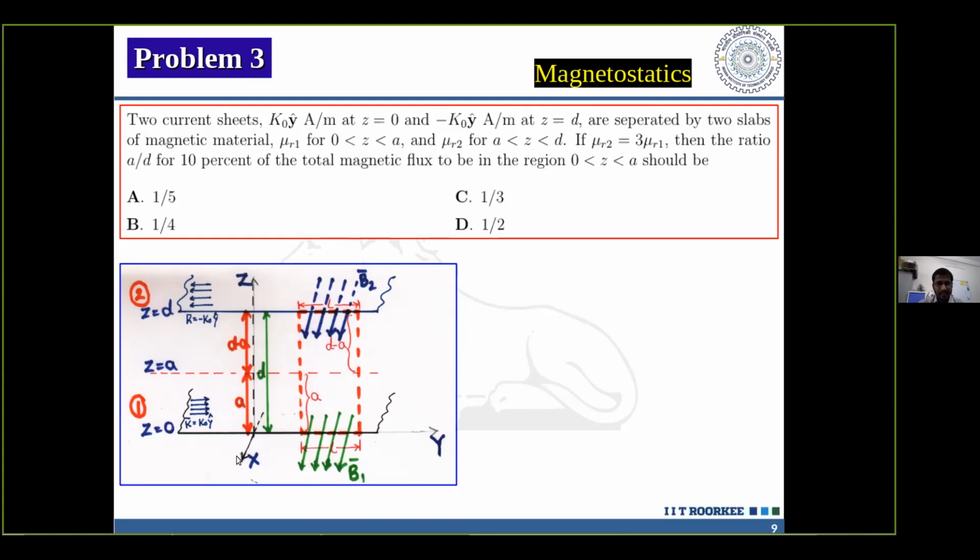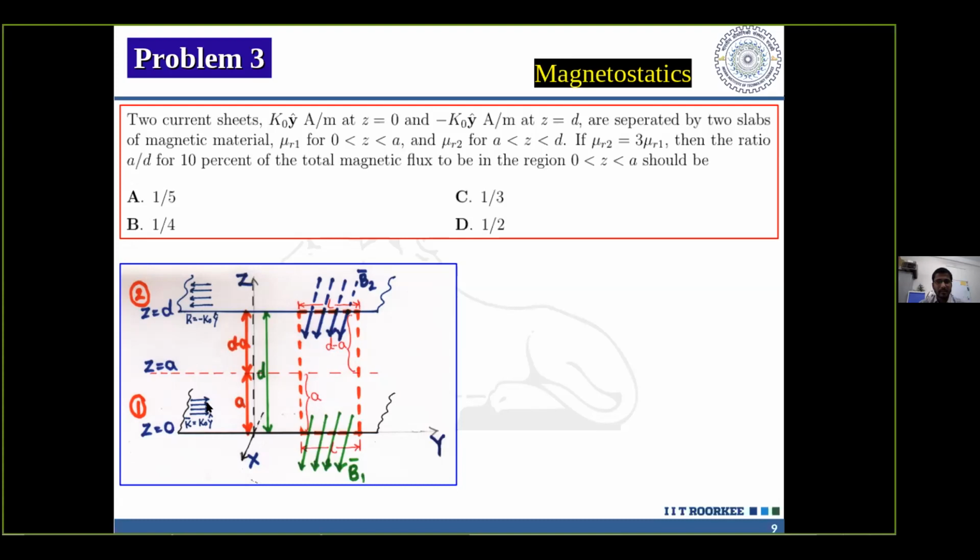I have drawn a plane at z is equal to 0, which carries current k naught y cap along this. I have drawn another plane at z is equal to d, which is carrying current minus k naught y cap, which is in this direction. So this is along positive y, this is along negative y. Fine. So I have two planes carrying current. I have defined that the distance between these two is d.